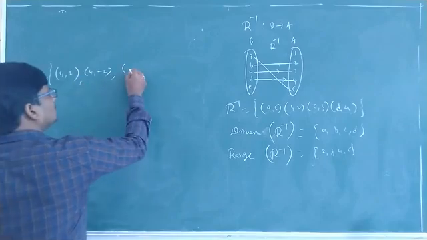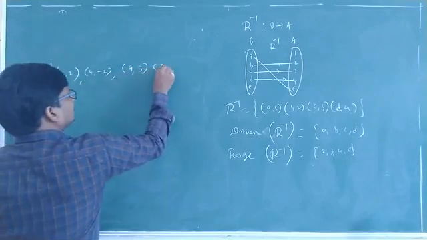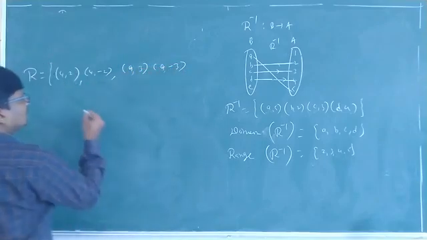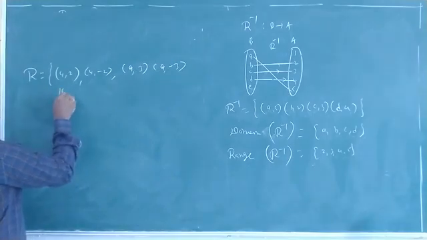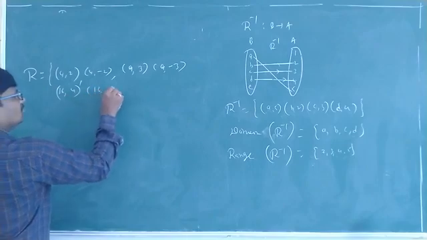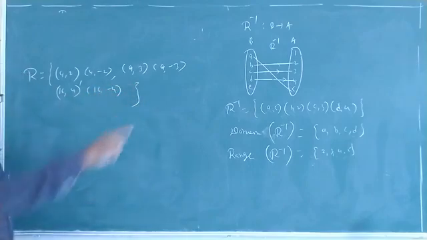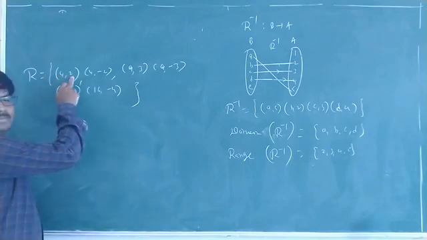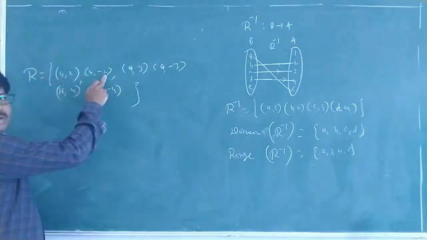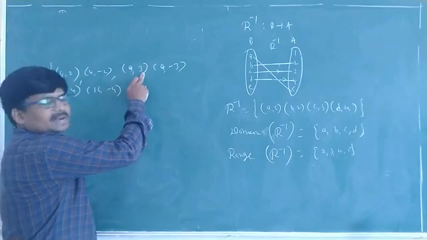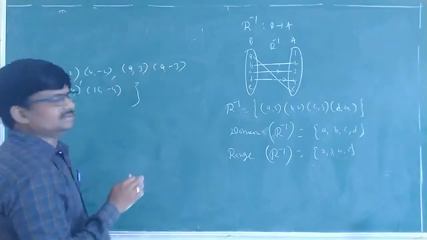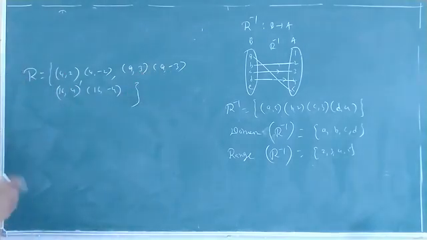Next, one more is given: 9, 3 and 9, minus 3. Next, 16, 4 and 16, minus 4. What is the relation here? The first element is the square of the second element. It is about R. What about R inverse?